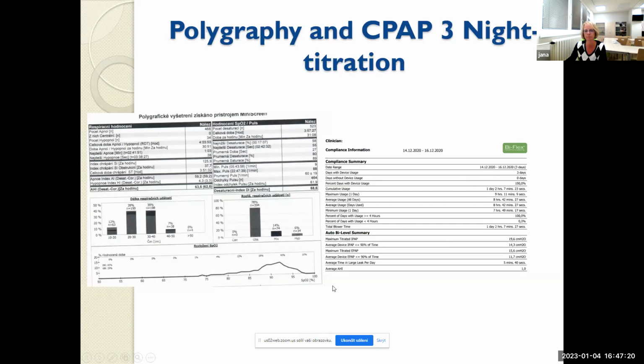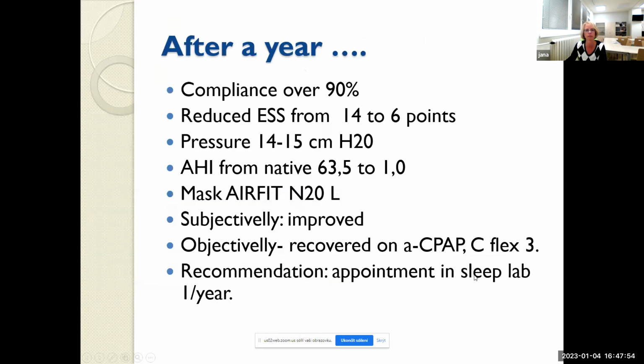This is the biflex bi-level titration, and you see that on average the device IPAP, which means inspiration pressure, is 14 centimeters of water, and over 11 with expiration pressure, and the residual apnoea-hypopnea index is 1. So it's very, very effective. He used it every day, for almost 9 hours. So he was very satisfied.